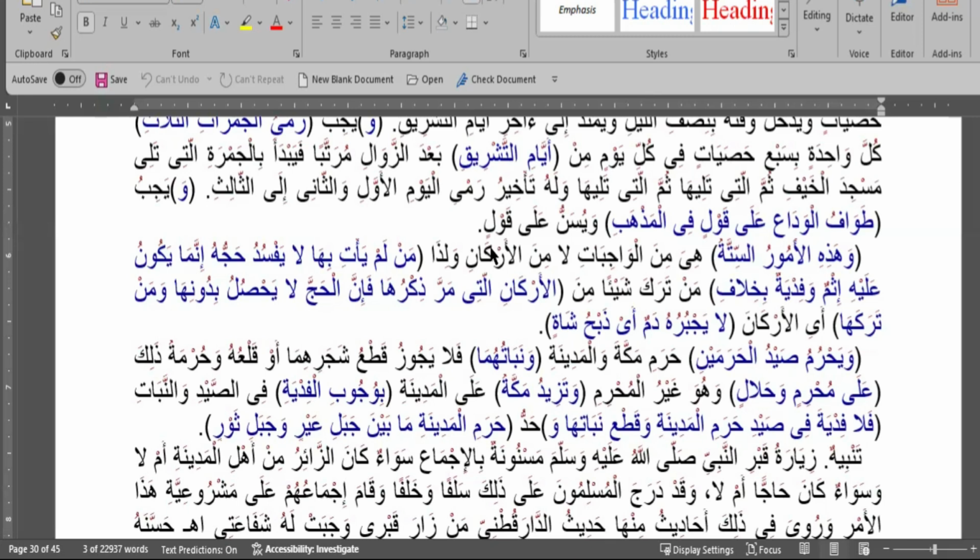It has to be stones. So it can't be something else like pearls. Those are not stones. Or golden nuggets. Those are not stones. But it could be diamonds because those are stones.